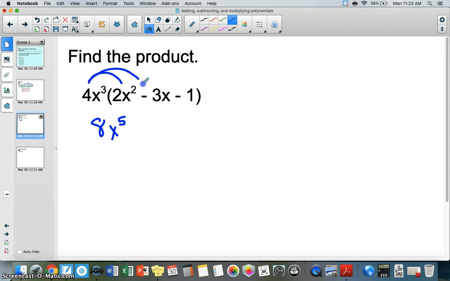Okay. Then I'm going to multiply here. 4 times -3 is -12. And then I need to do x cubed times x to the first power. So I would add those exponents, and that would give me x to the 4th power. Then last, I have to do 4x cubed times -1. So 4 times -1 is -4. There's no x's to multiply with, so I just bring down x to the 3rd power. Okay, this would be my answer. It's already in standard form. I have the biggest exponent down to the smallest exponent.